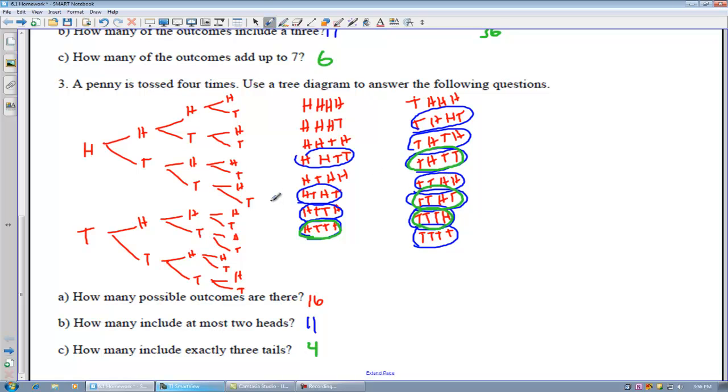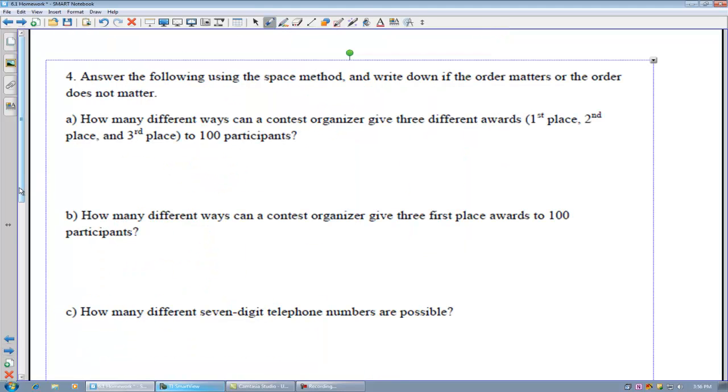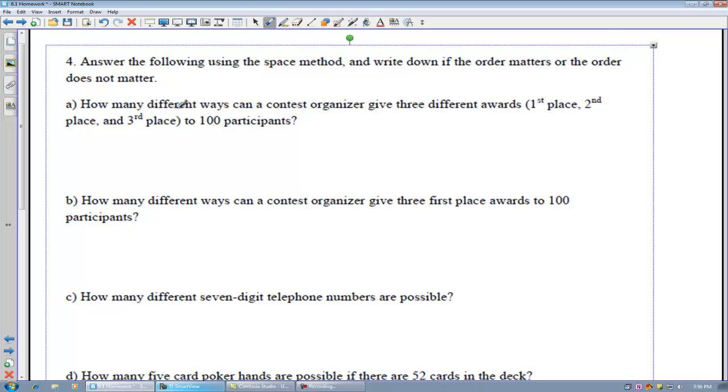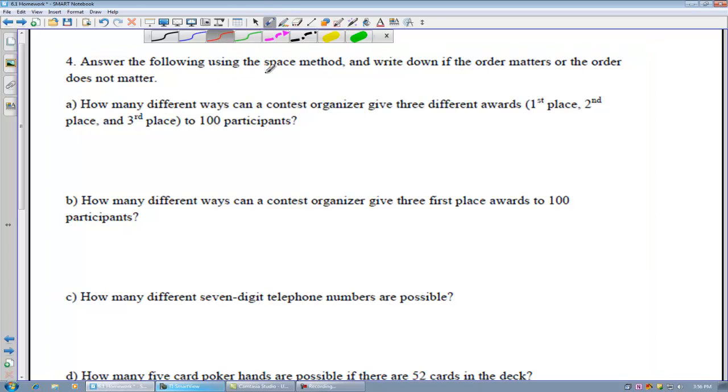All right, so this is a bit tedious, and so we want a faster way to do these types of things. And so on the next page, we're going to use this space method. Just use spaces. And we want to write down if the order matters or if the order does not matter. So in a sense, this is an example of a permutation or a combination, really.